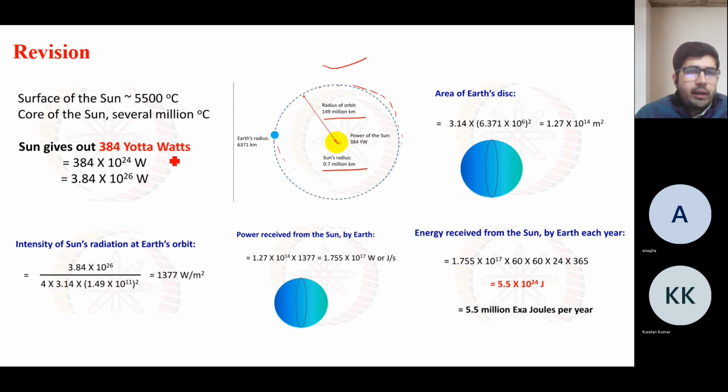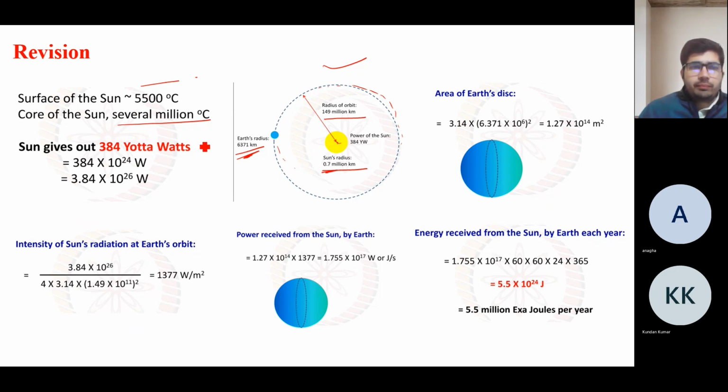The earth radius is around 6371 kilometer. So the earth radius is very small as compared to the orbit radius and the radius of the sun. The sun radius is 0.7 million kilometer, earth radius 6371 kilometer, and the earth is moving in an orbit of radius around 149 million kilometer. The surface of the sun is around 5500 degrees centigrade, and the core is around several million degrees centigrade.